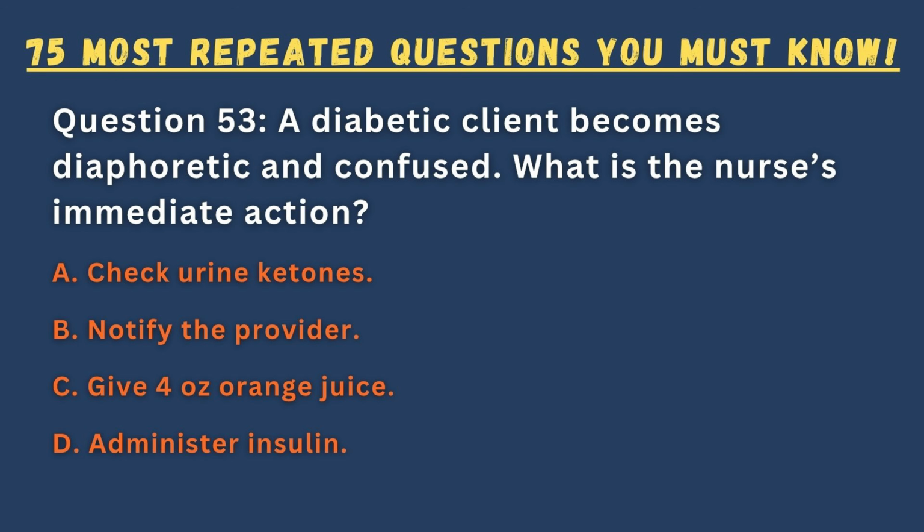Question 53. A diabetic client becomes diaphoretic and confused. What is the nurse's immediate action? A. Check urine ketones. B. Notify the provider. C. Give 4-ounce orange juice. D. Administer insulin.